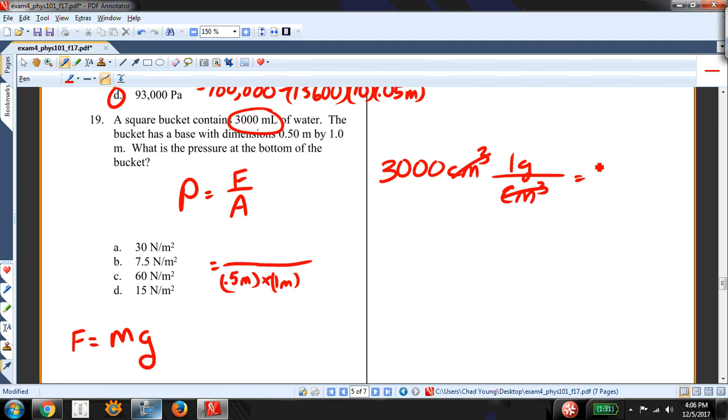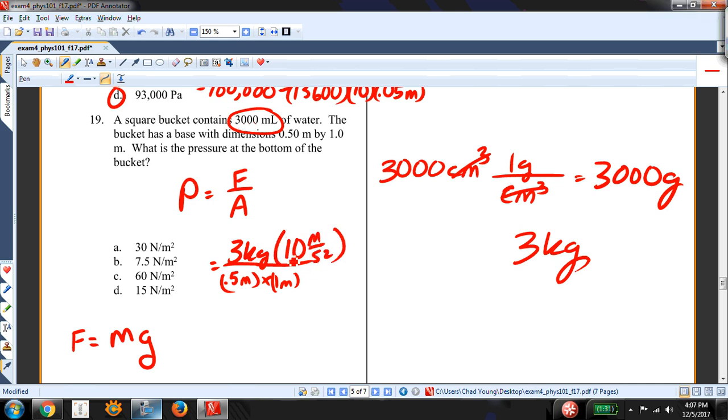So these cancel, and so this is going to be 3,000 grams. 3,000 cubic centimeters of water, 3,000 milliliters of water, 3,000 grams. They're all the same because a cubic centimeter of water has a mass of 1 gram, and a cubic centimeter and a milliliter are exactly the same. So 3,000 grams, and that's equal to 3 kilograms. So I have 3 kilograms times 10 meters per second squared. That gives me the weight. So 30 divided by a half, that's going to be 60 newtons per square meter. So C is 19.